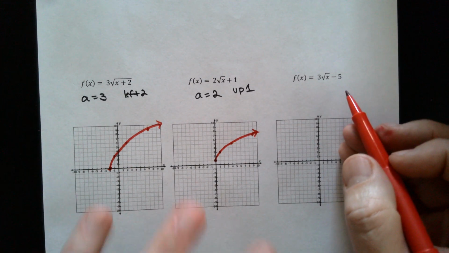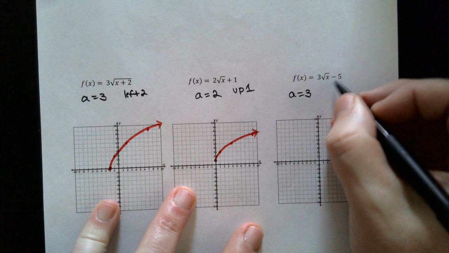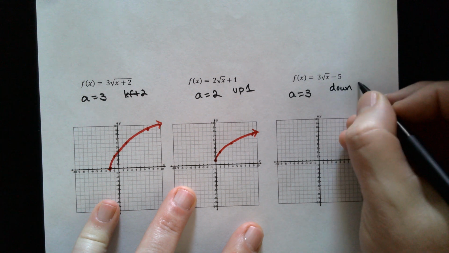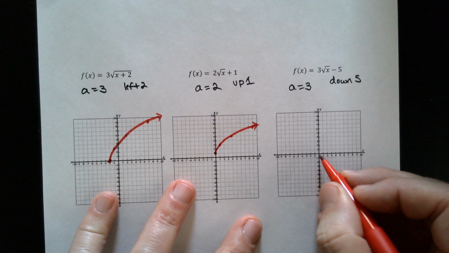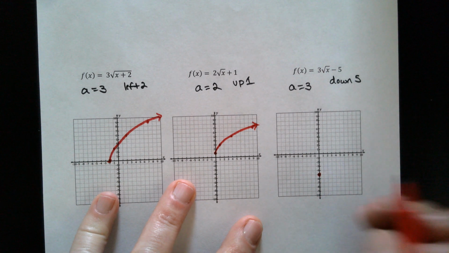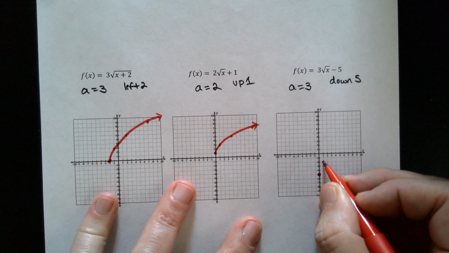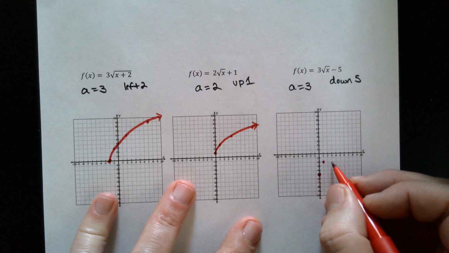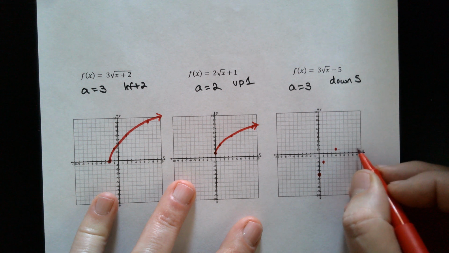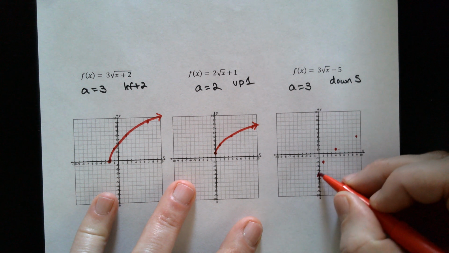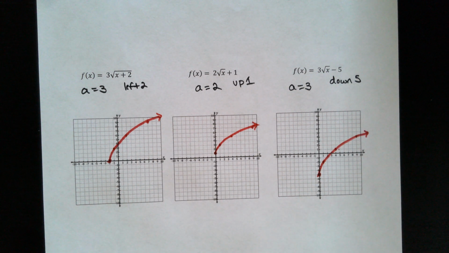And then this last one, we've got A is the 3 out front. This will shift down 5. So I go down 5 from the origin, which is here. And then remember A is 3, so I'll move over 1, up 3, 1, 2, 3. And then over 3 and up 3, 1, 2, 3. And then over 5, 1, 2, 3, 4, 5, up 3, which is there. And there is my graph. And that is graphing square root functions.